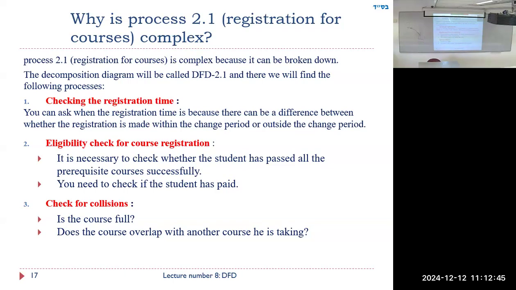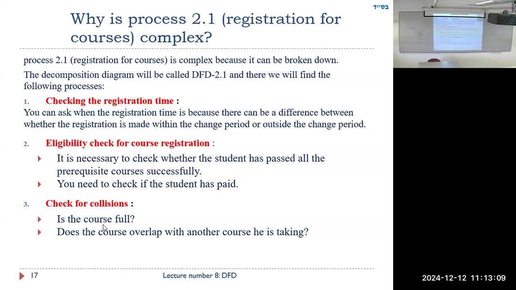Well, if we wanted to stop there, then we would have a circle called "has student passed prerequisites." Has student paid, check, process student paid, student paycheck. Course, is the course full?